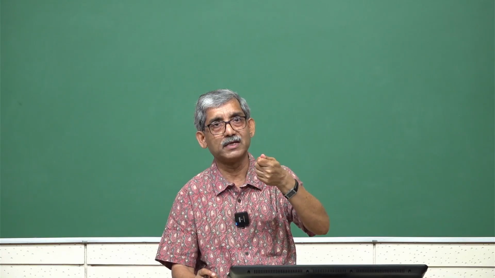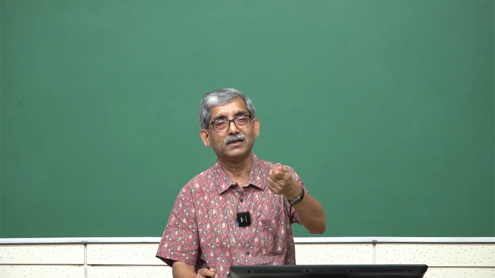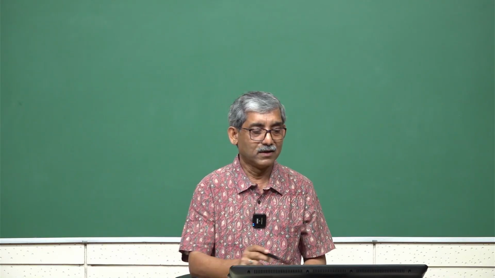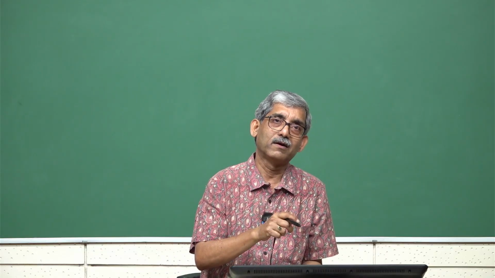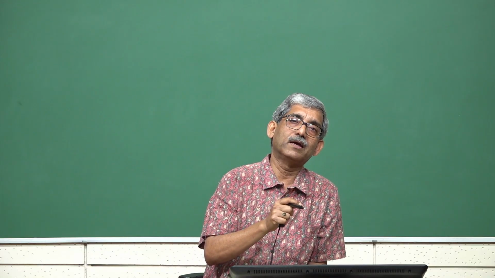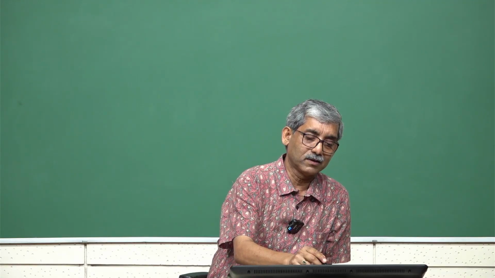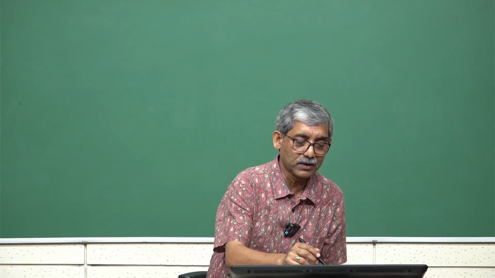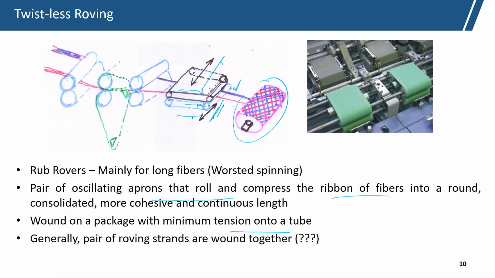And if we use a single strand, what will happen? Whatever the tension required may be high enough to break the single strand. So, if we use two strands, the low tension is distributed in two strands, so that roving breakage is not there in the ring frame. So, one package feeds the two spindles in the ring frame.